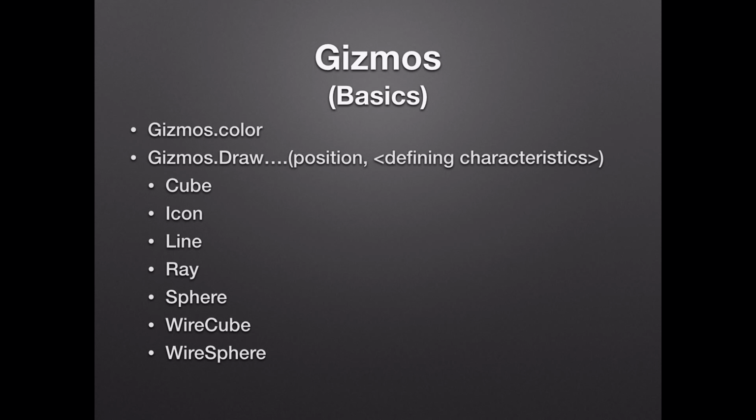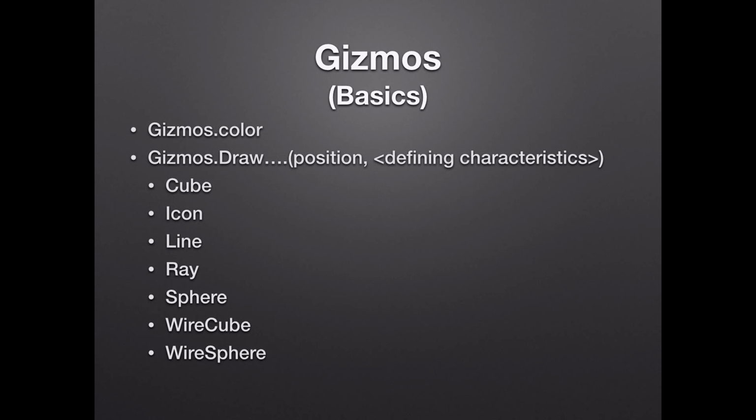And then those draw calls are, you can see a list of examples on here. Cube, icons, you can actually draw textures, lines, rays, and the wireframes. So cube and sphere are actually solid. Wire cube and wire sphere are just outlines. Those are generally going to take a position, which is in world coordinates.